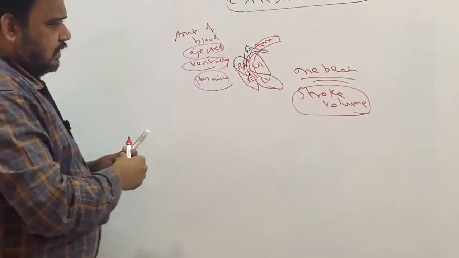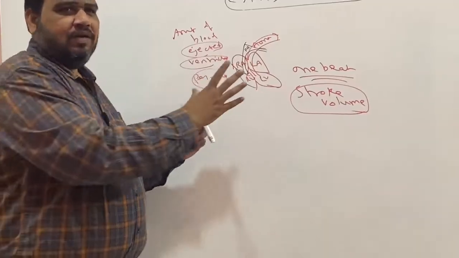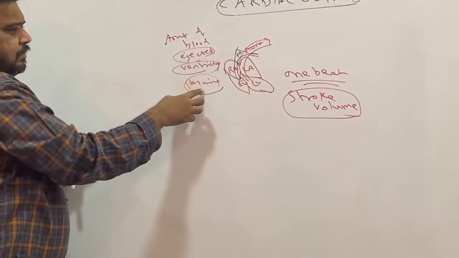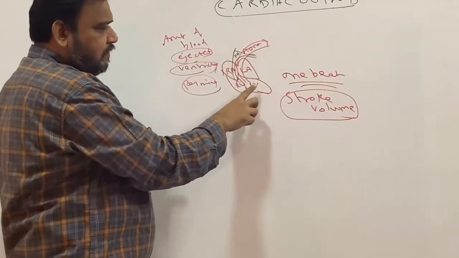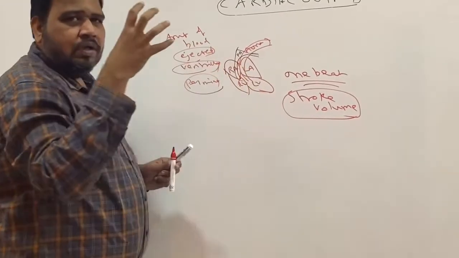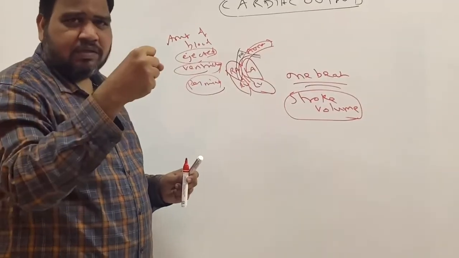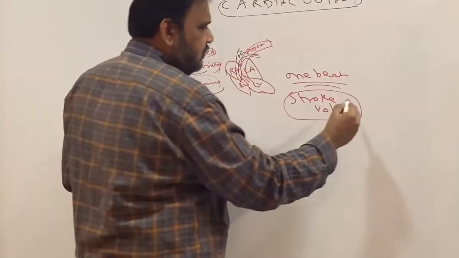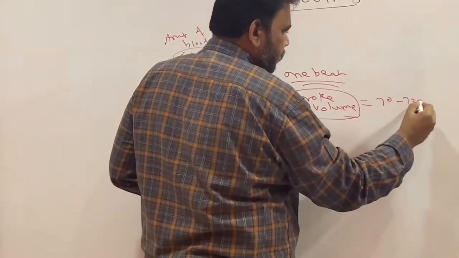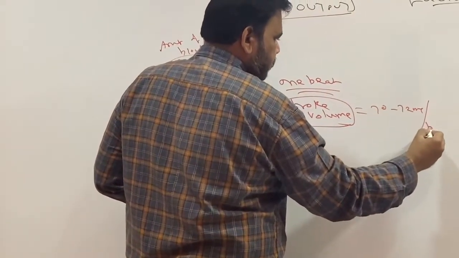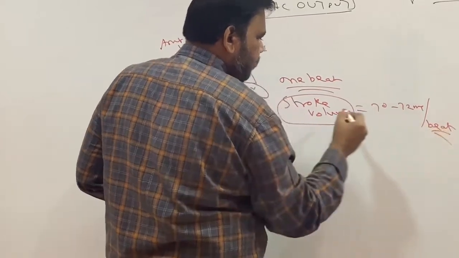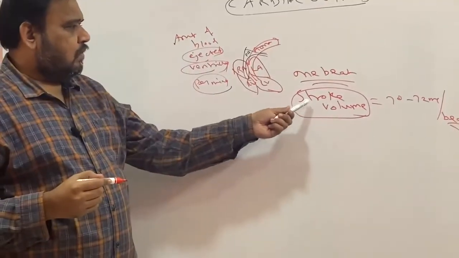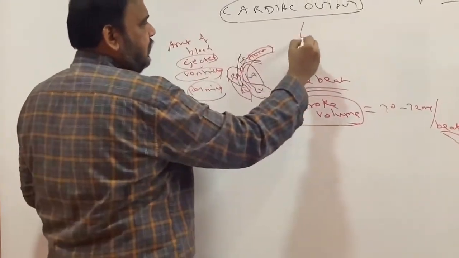For example, when we take the ventricle, the definition is the amount of blood ejected from any one ventricle per minute. So I will take the left ventricle as the example. When the left ventricle pumps 1 beat, that amount of blood is called the stroke volume, which is approximately 70 to 72 ml per beat or per stroke. That's why it is called stroke volume. So for 1 beat it is called stroke volume, but our cardiac output definition is per minute.